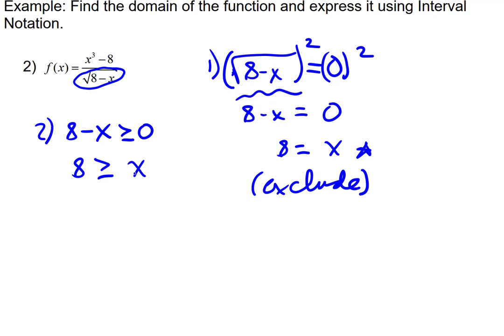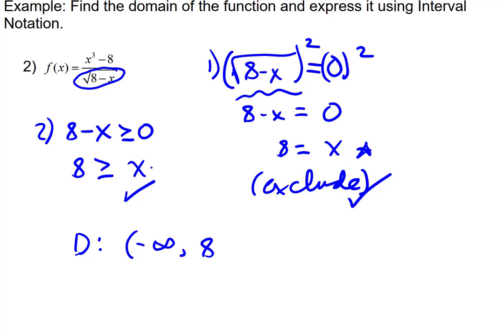So we have to put both of these conditions together in summarizing our domain, which we'll now do in interval notation. So if x has to be less than or equal to 8, that means we could start at negative infinity and go all the way up to 8. Now we have to be careful at 8.